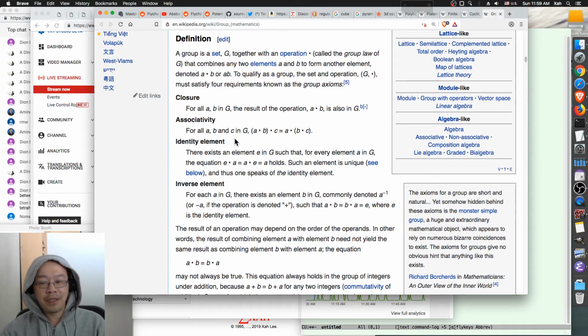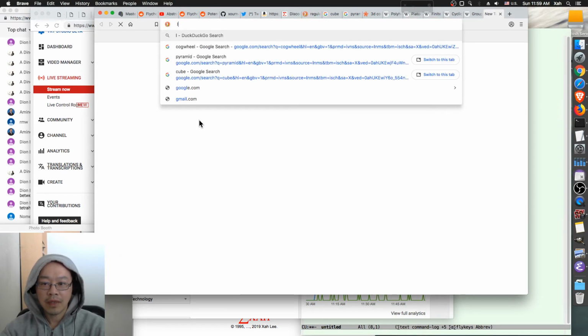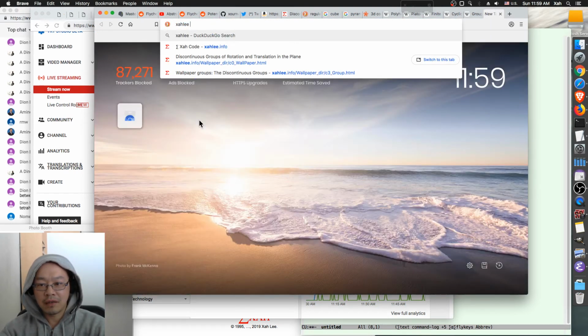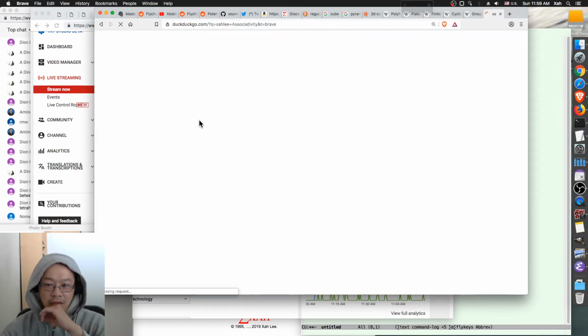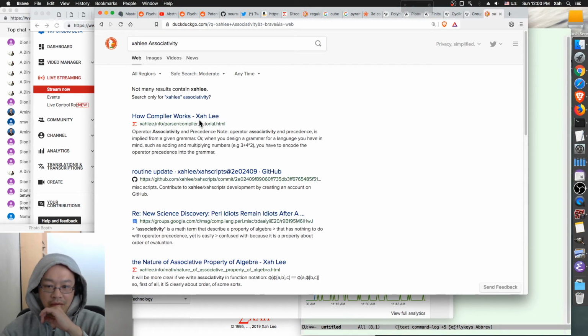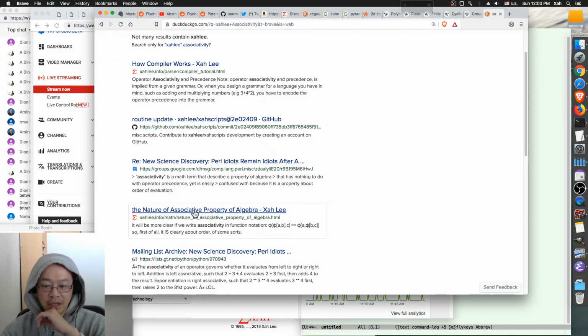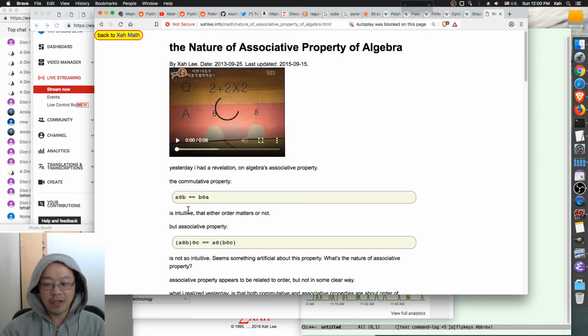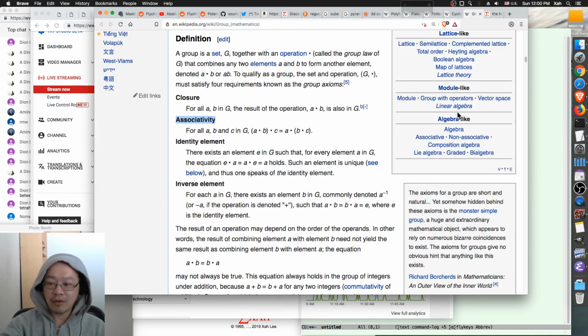Now, it may appear odd to you. Like, why do they give that definition? But I would say don't worry about it. If you already know the topic, you can look it up. I have an article about the nature of the associative property of algebra. If you are curious about associativity, you can read this article. So let's go back to the group definition.